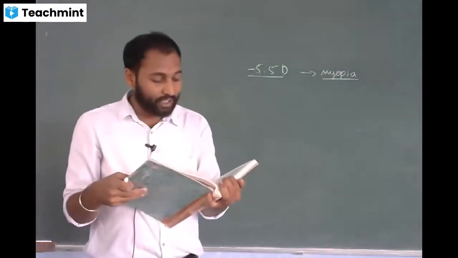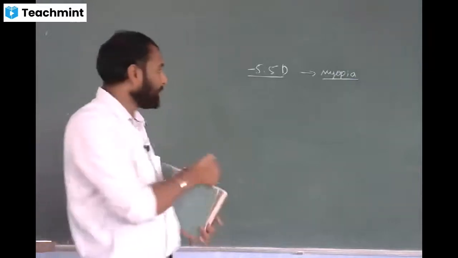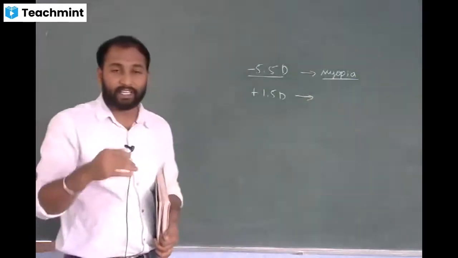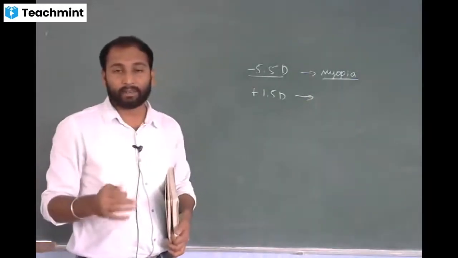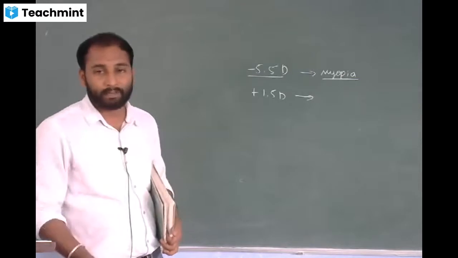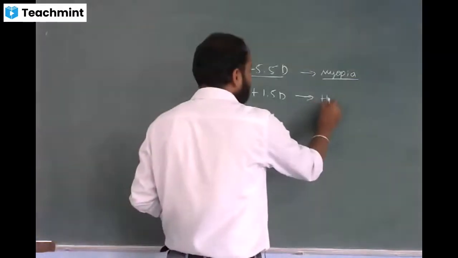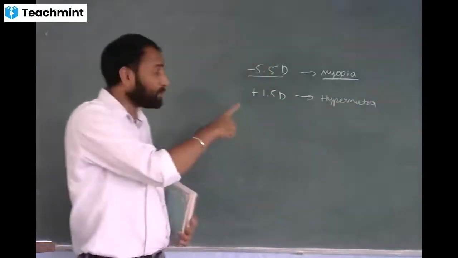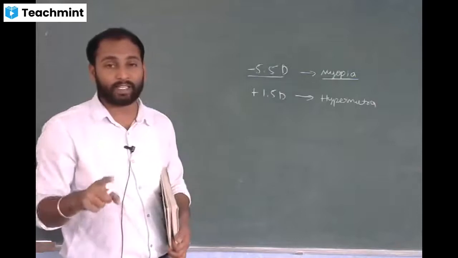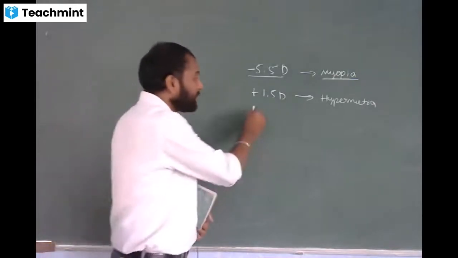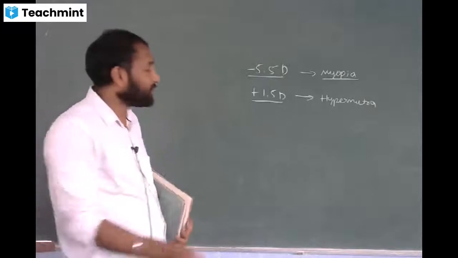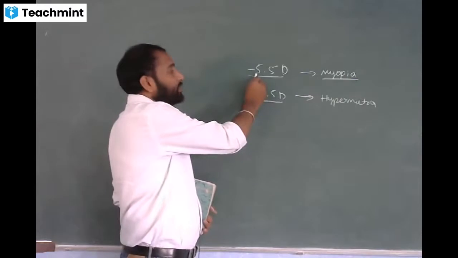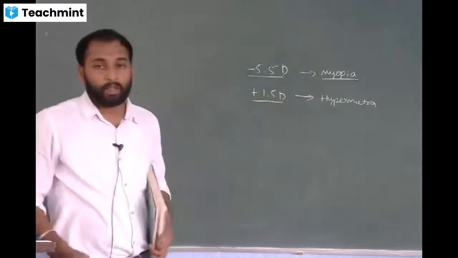For correcting his near vision, he needs a lens of power plus 1.5 diopter. That means he is not able to see near objects clearly, but he is able to see far objects clearly. In such a case, he is suffering from hypermetropia. So this person is suffering from both myopia as well as hypermetropia. For correcting his near vision, he uses plus 1.5 diopter. For correcting his far vision, he is using a minus 5.5 diopter lens.